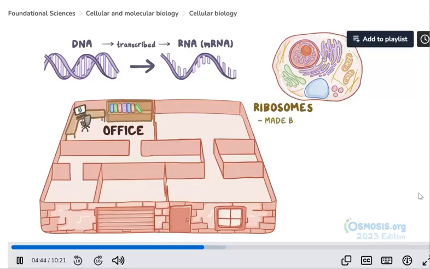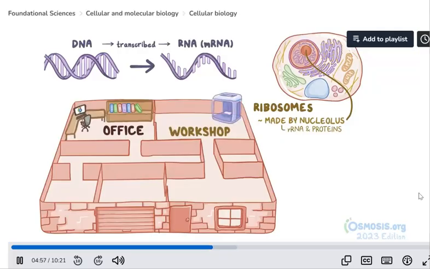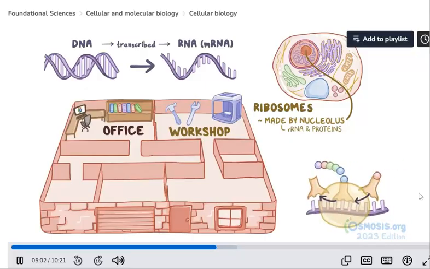The ribosomes are made by a structure within the nucleus called the nucleolus, out of ribosomal RNA or rRNA and proteins. They're like the workshop of our cell apartment, with mini 3D printers, printing up various spare parts or tools for the apartment, which is the analogy for protein synthesis.